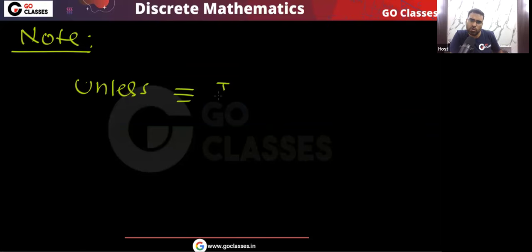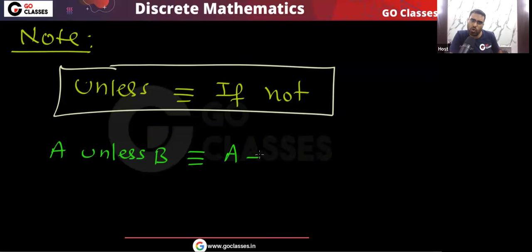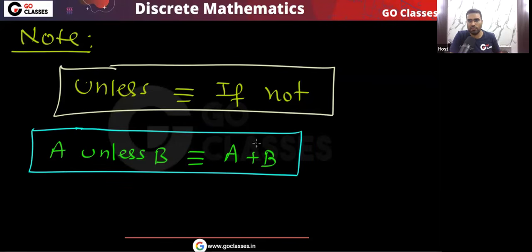Remember, unless you can replace with if not, first of all, this point. And remember, unless is basically same as or. If you have A unless B, that is same as A or B. Understood? Let me know. So these are the points. Unless is same as if not, or I can say unless is same as or. A unless B, that is same as A or B.